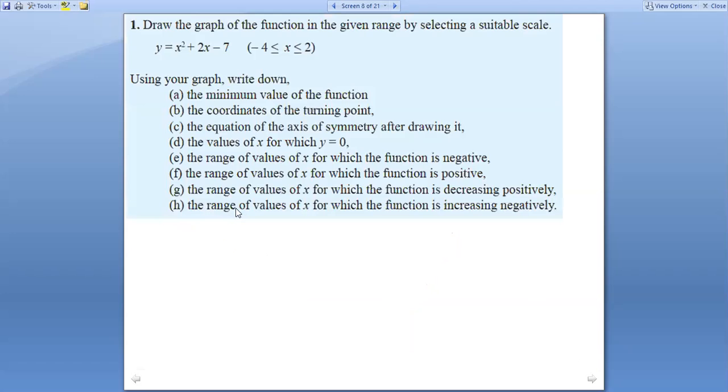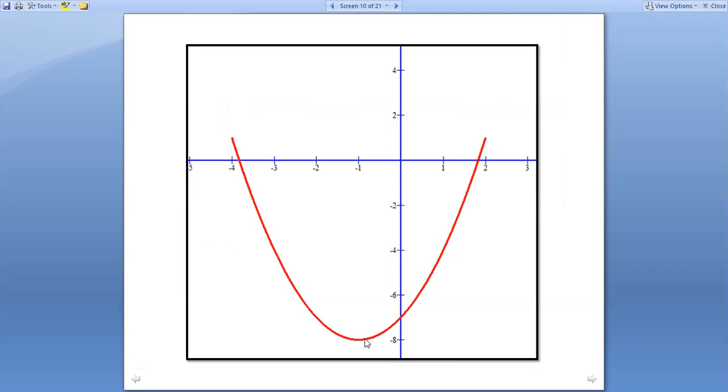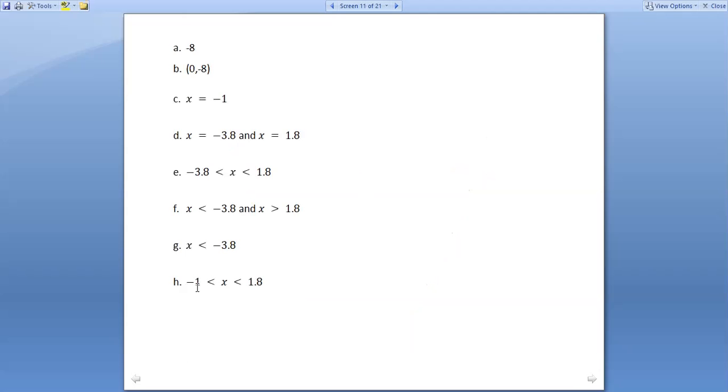Next one, the range of values of x for which the function is increasing negatively. So this is the part they are asking about. So the x value will be -1 here and here it will be positive 1.8. So -1 less than x less than 1.8 will be the answer. Now you can try out more sums regarding the graphs of the functions of the form y equals ax squared plus bx plus c and confirm your knowledge about these graphs.